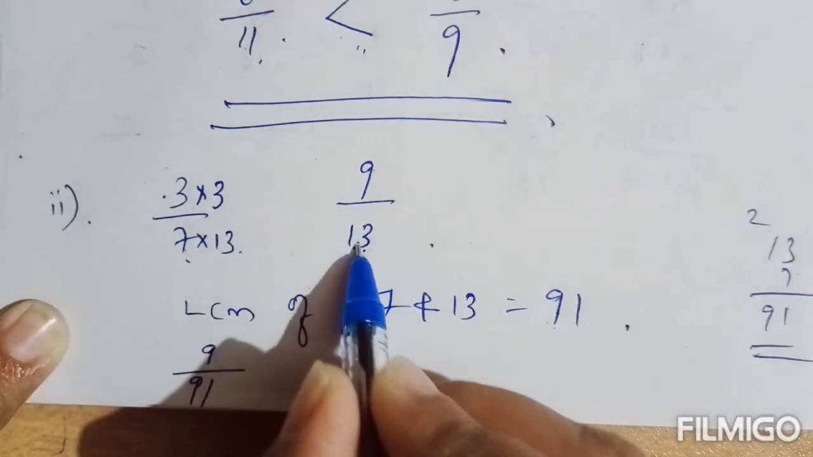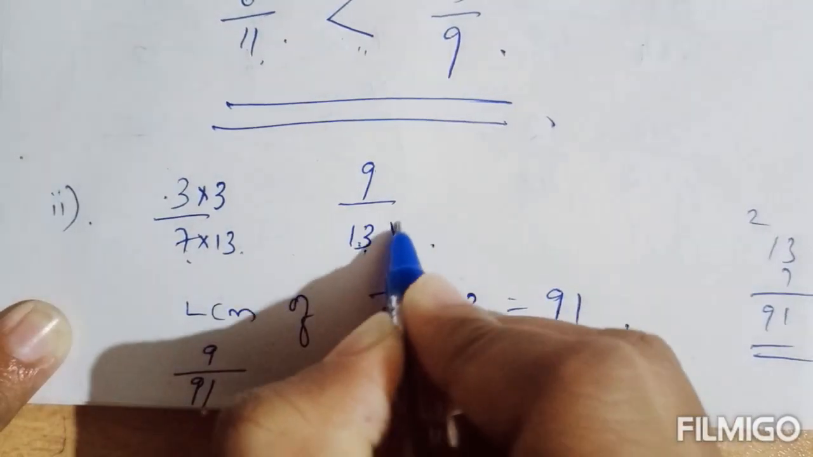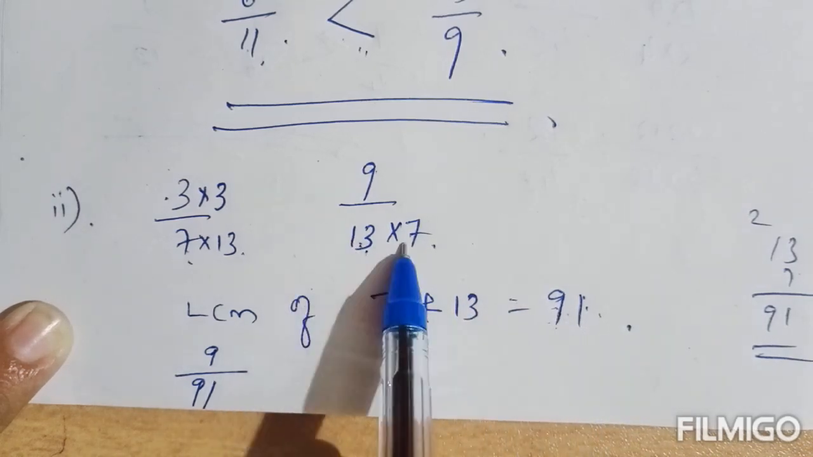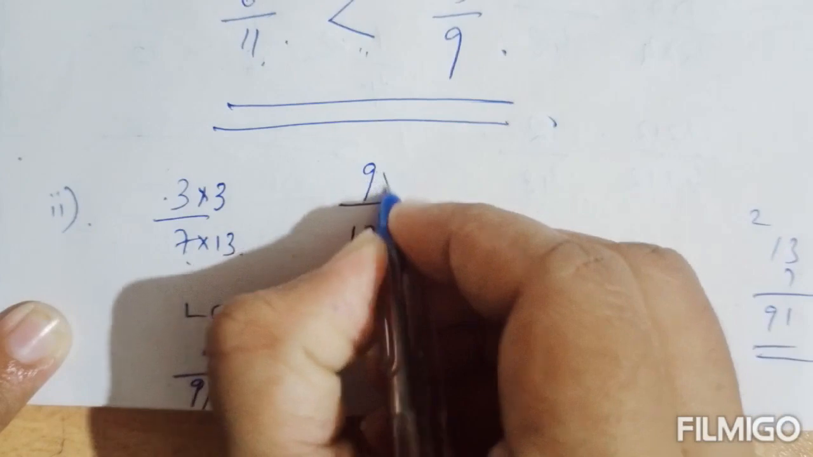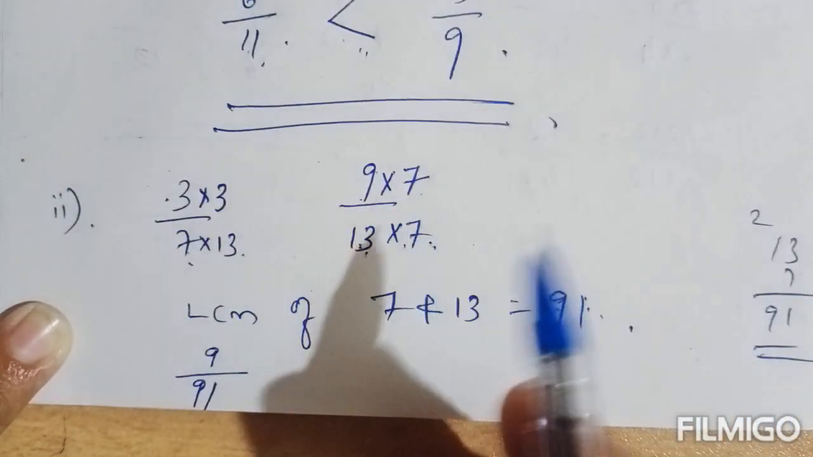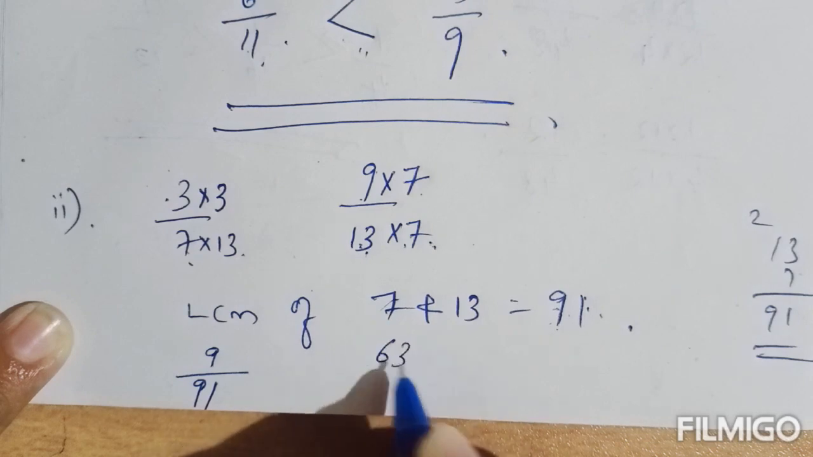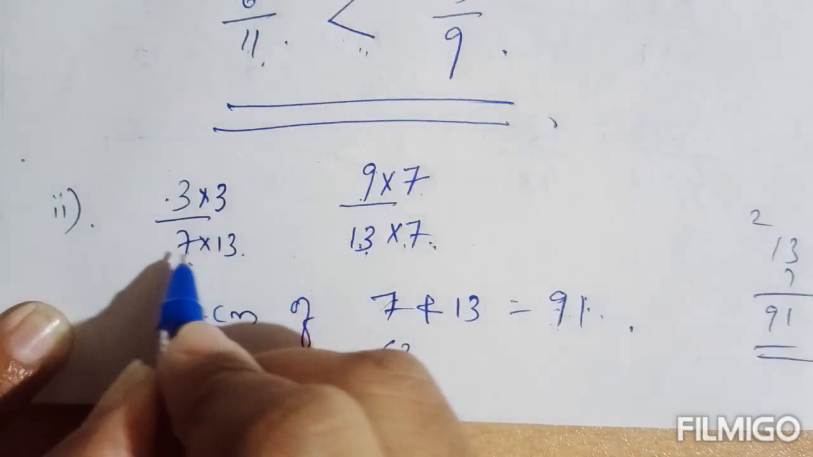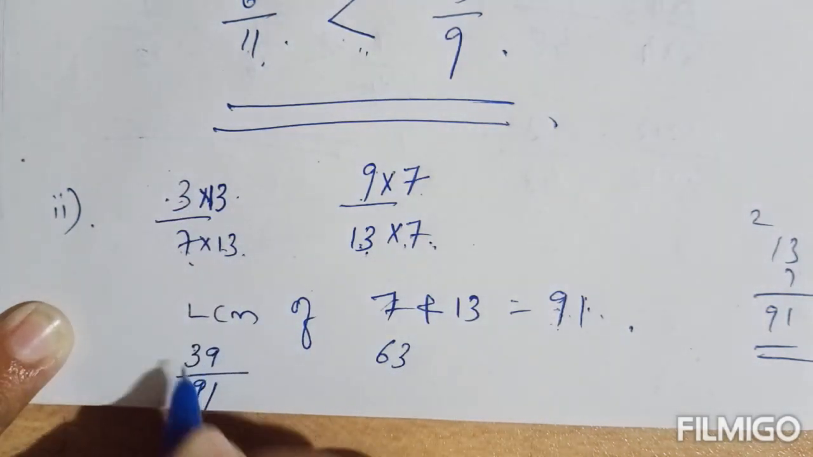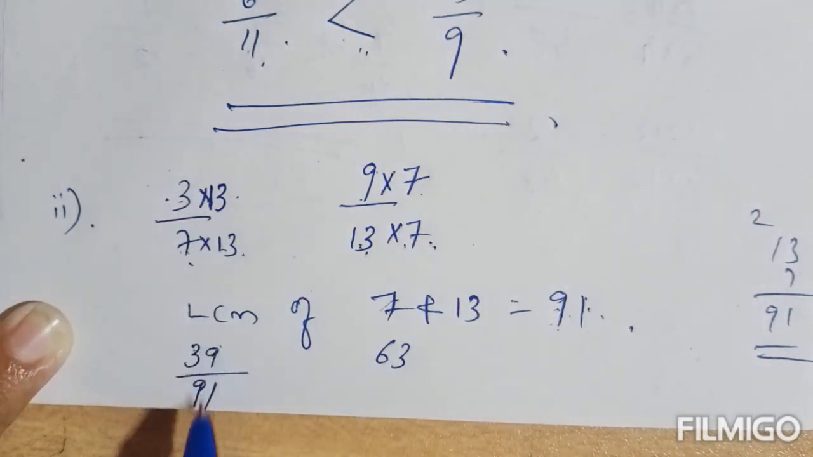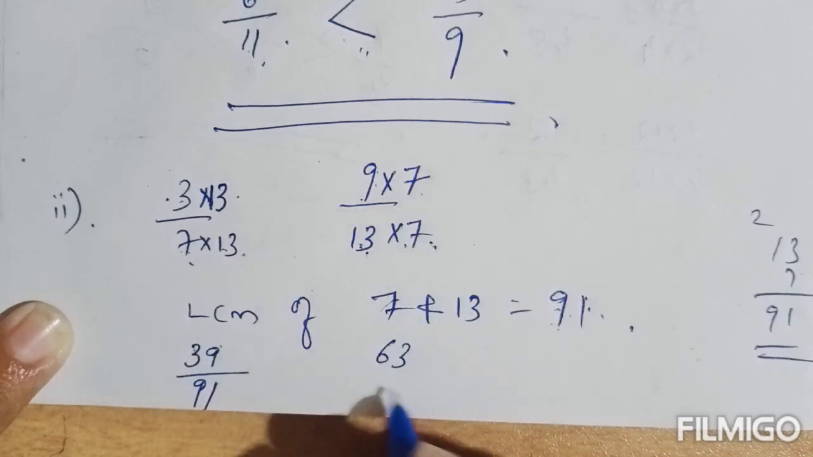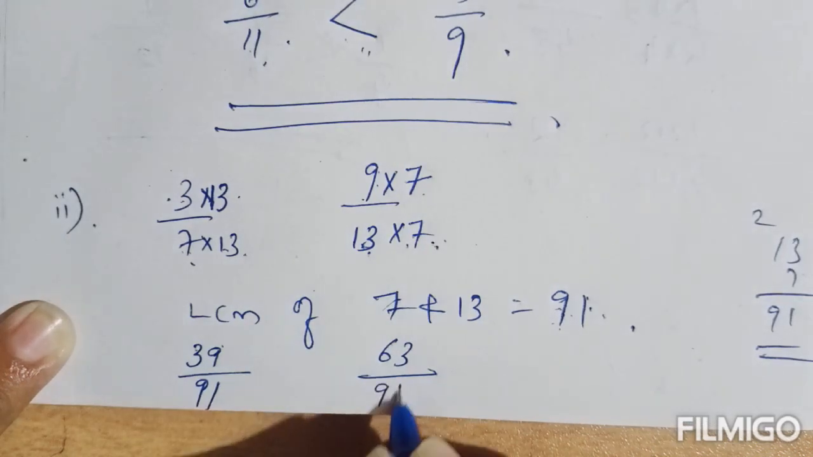Second one, 13. 13 into 7 it is 91. You have to make the denominator equal to 91. 13 into 7, 91. So 9 you can multiply by 7. Now 9 into 7 it is 63. Sorry, here 3 into 13 it is 39. Sorry, here 39 by 91 you will get. Okay, next 9 into 7, 63 by 13 into 7 it is 91.